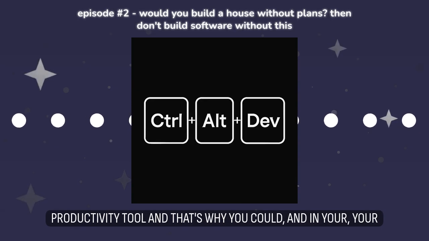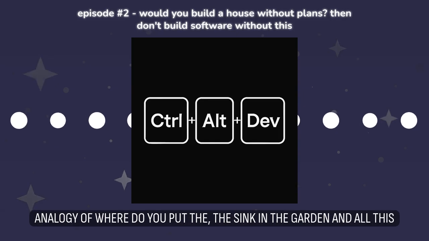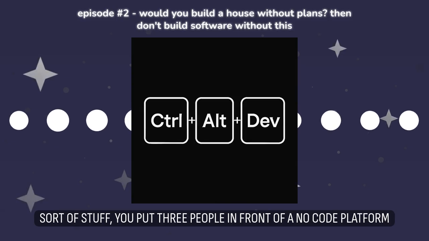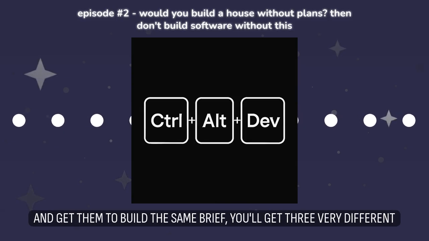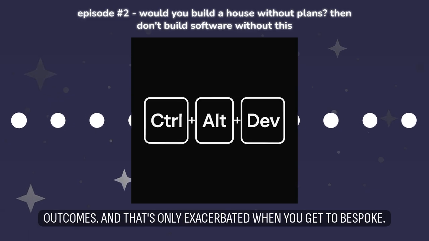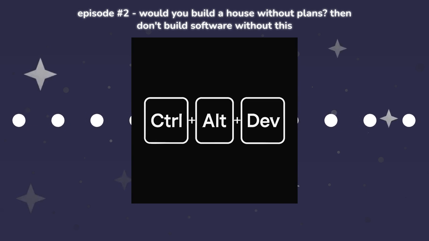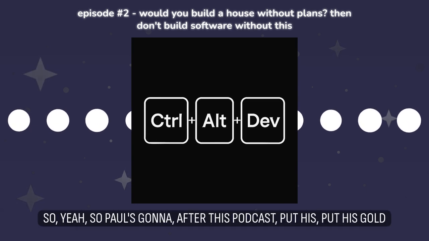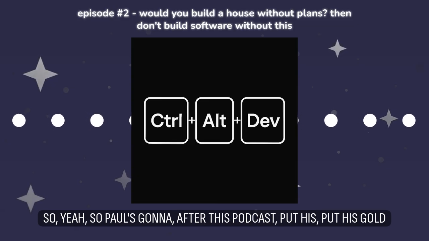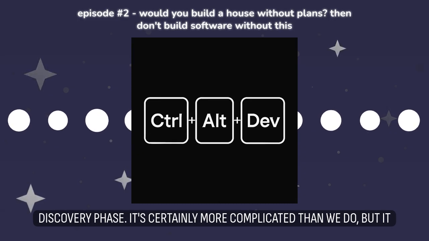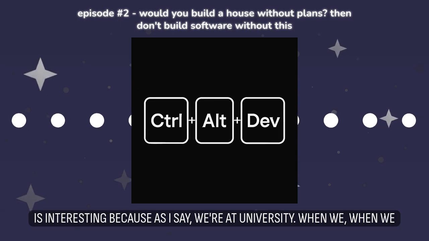And that's why, in your analogy of where do you put the sink in the garden and all this sort of stuff, you put 3 people in front of a no-code platform and get them to build the same brief, you'll get 3 very different outcomes. And that's only exacerbated when you get to bespoke. And that's why discovery exists. Paul's going to, after this podcast, put his gold into the messaging to show exactly how they do the discovery phase. I mean, it's certainly more complicated than we do.